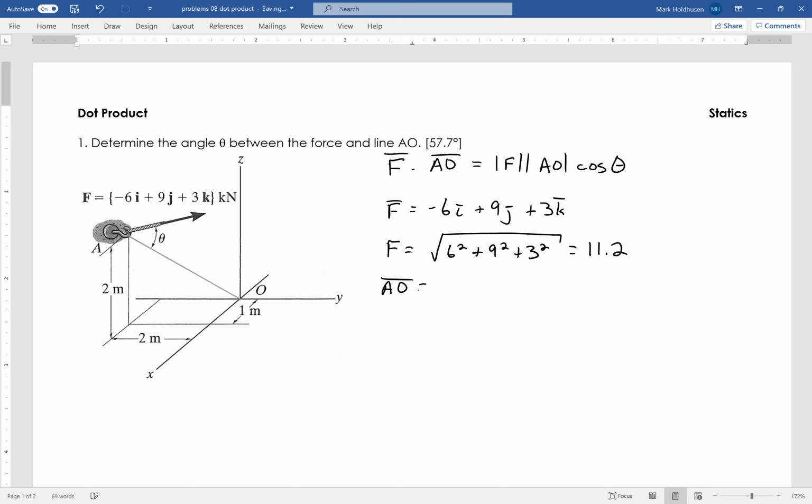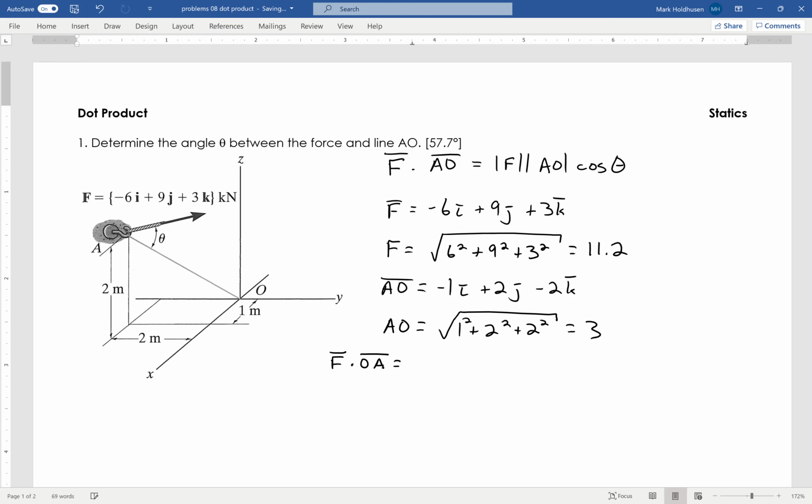So let's go ahead and do the position vector, which is going to be negative 1 in the i plus 2 in the j minus 2 in the k, and its magnitude is going to be the square root of 1 squared plus 2 squared plus 2 squared, which should be 3 if I'm not mistaken. Okay, so now let's go ahead and do the dot product. We're going to dot these two vectors together.